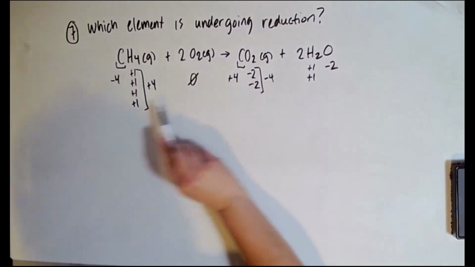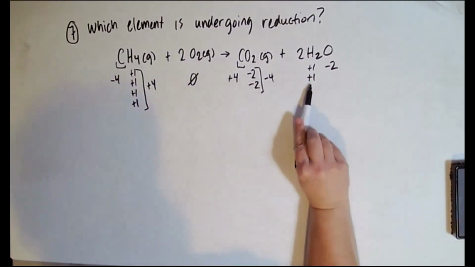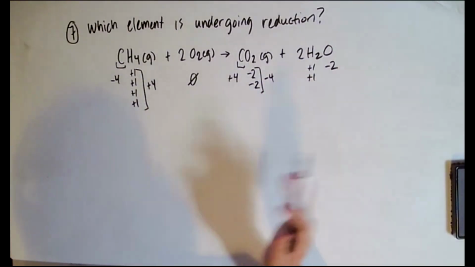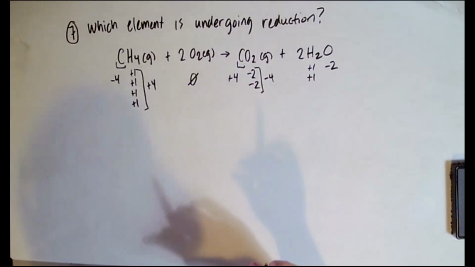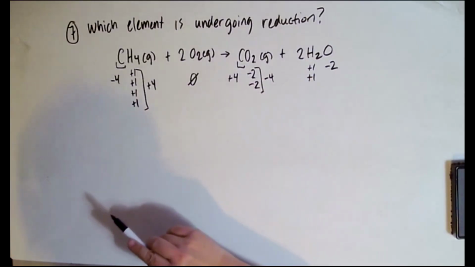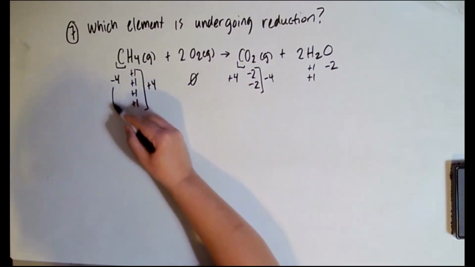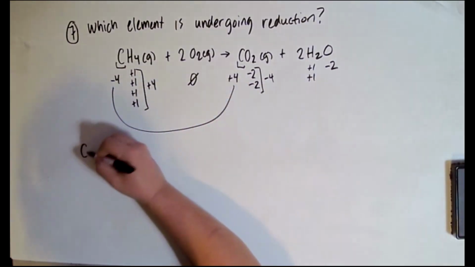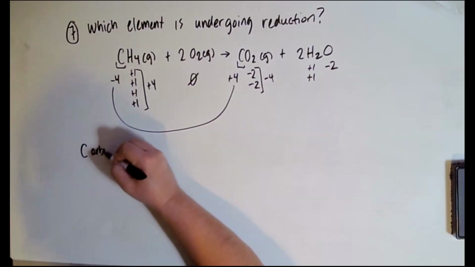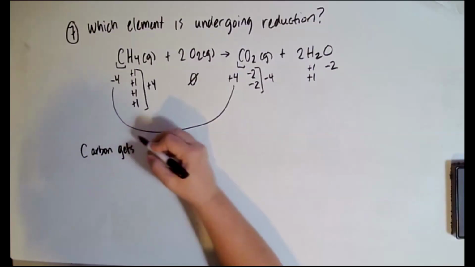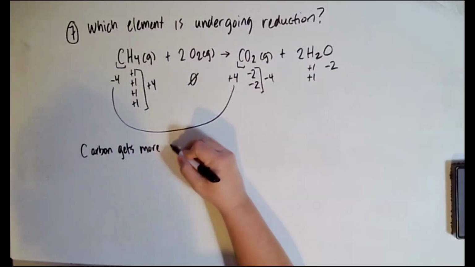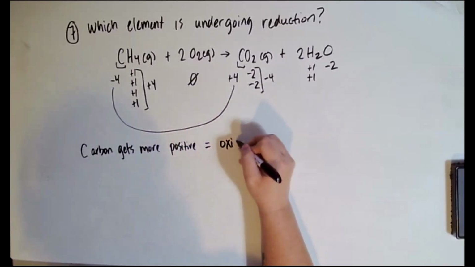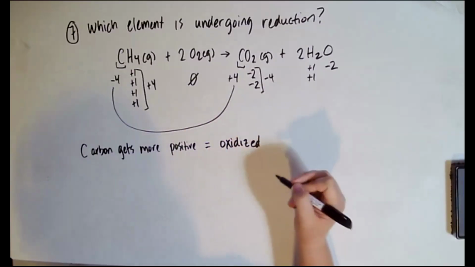I see right away that I have no change in the numbers for my hydrogen. They're +1 on both sides. That's fine. That just means there's no oxidation or no reduction happening with hydrogen. For my carbon, I'm going from a -4 to a +4. So my carbon gets more positive, which means it's oxidized.